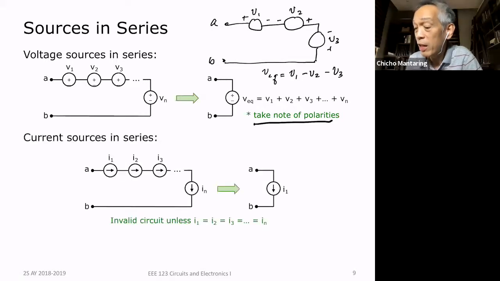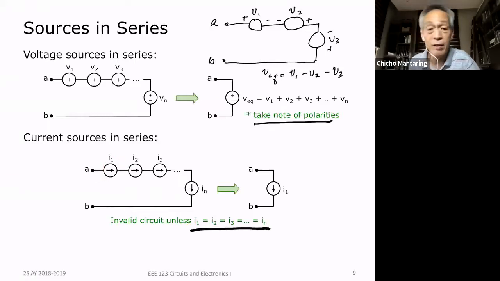Now, what about current sources in series? If I have n current sources in series, first of all, the circuit will be invalid unless all of those currents are equal. Because you cannot have more than one value of current flowing in a circuit. There can only be one value of current flowing in the circuit. So all of these have to be equal for the circuit to be valid. And the equivalent circuit is just the value of any one of the current sources. Okay, I hope you understand that.